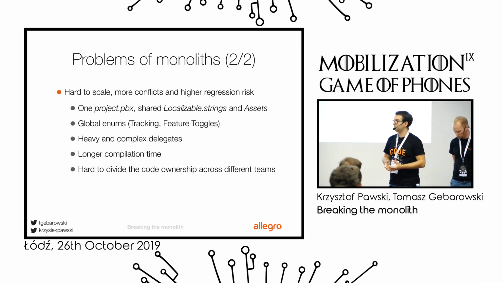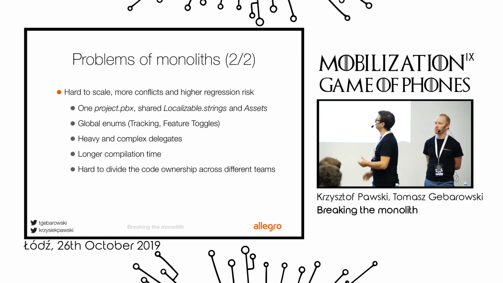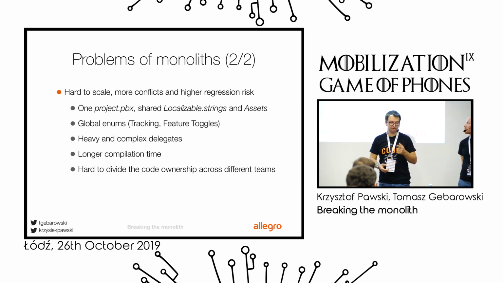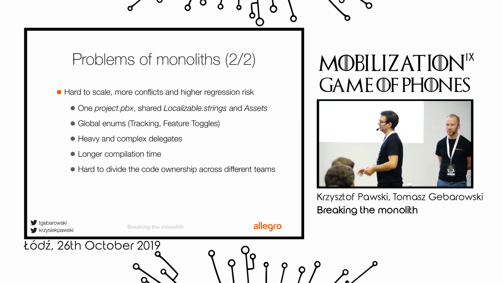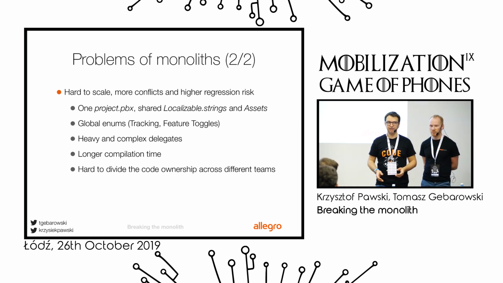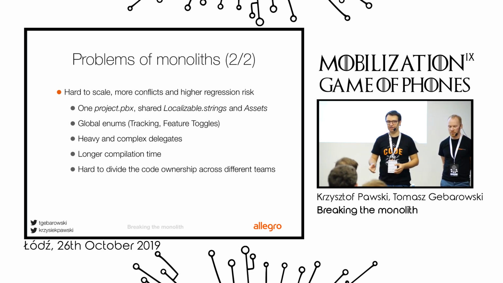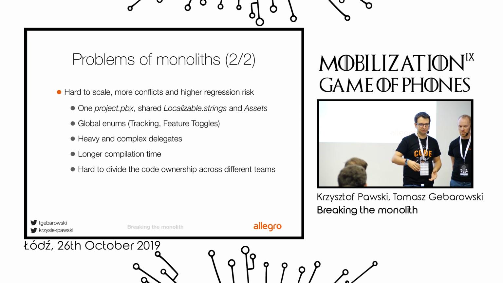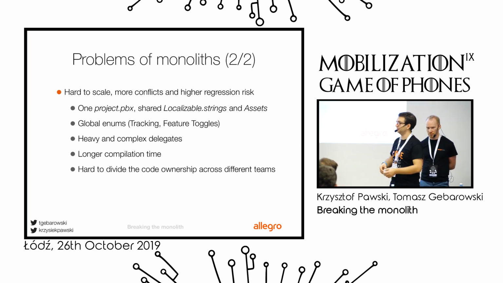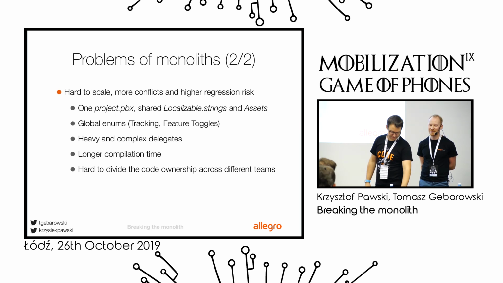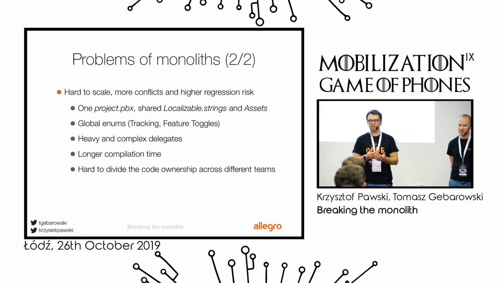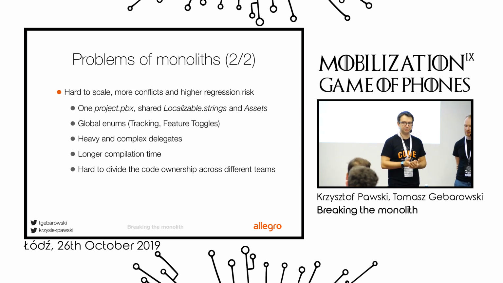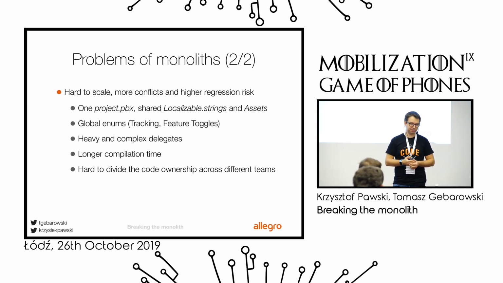Similarly, another common thing in a monolith is global enums, for example for tracking or for feature toggles, where you aggregate the flags that are switched and the tracking values. Every time someone wants to add new functionality, it is probably added into some common enum, and it triggers conflicts, and it propagates. In monoliths, we also observed complex delegates that were used to synchronize different parts of the application, and with these complex delegates it was very easy to introduce regressions.